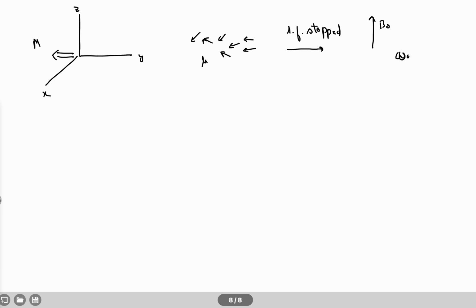Let me write it clearly. All of these will be precessing about B0 at omega naught, and the same frequency this will also attain, right? So this bulk magnetic moment will also be precessing at the Larmor frequency. Now they are all precessing exactly at the same speed. We will also do mathematically how this precession comes about because of the effect of the magnetic field on M. We'll see that in a moment.